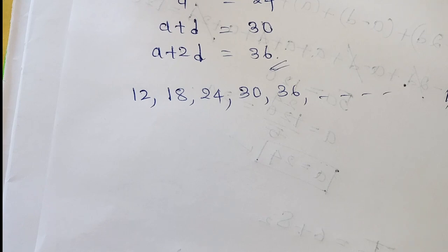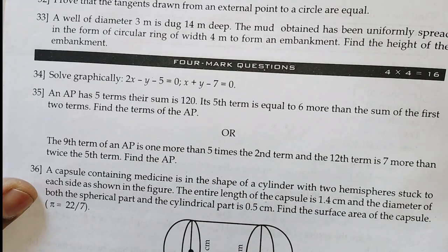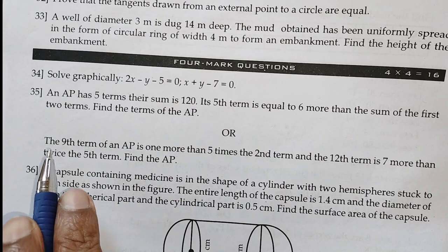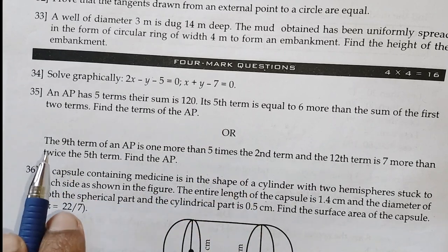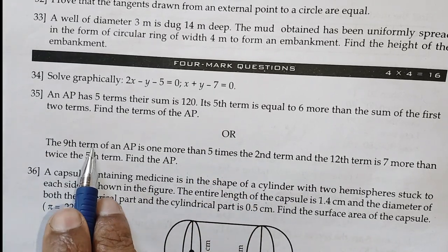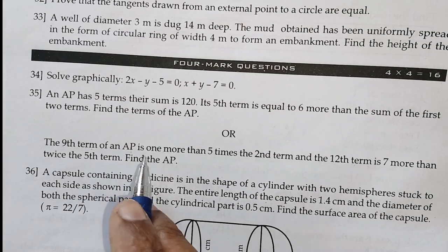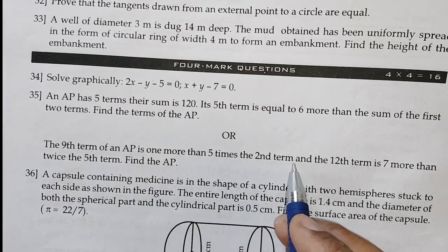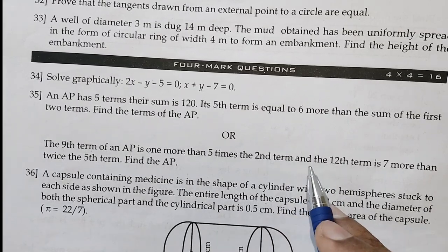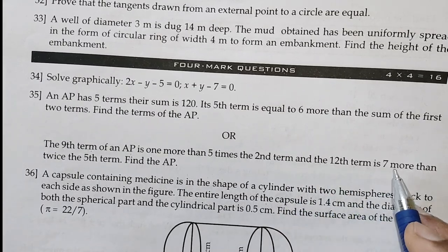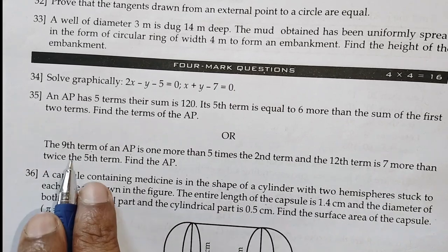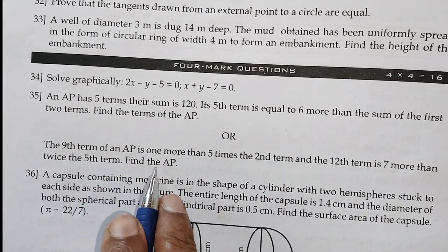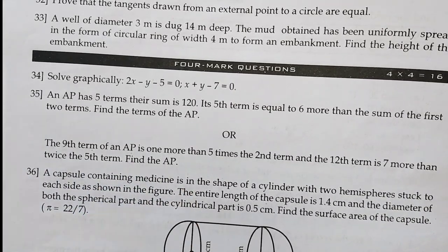Okay, next problem is, okay, the ninth term of an AP is one more than 5 times the second term, and the 12th term is 7 more than twice the 5th term. Find the AP. Okay, here the data is given.